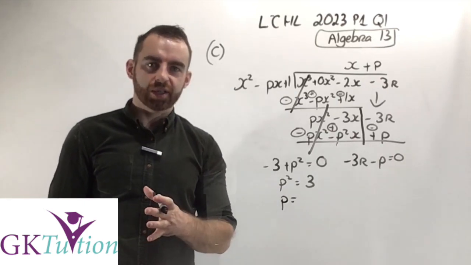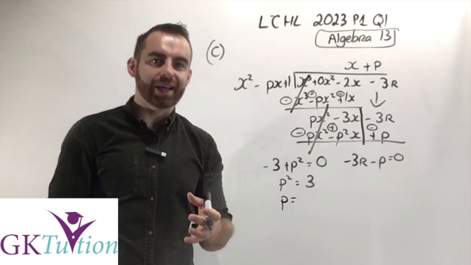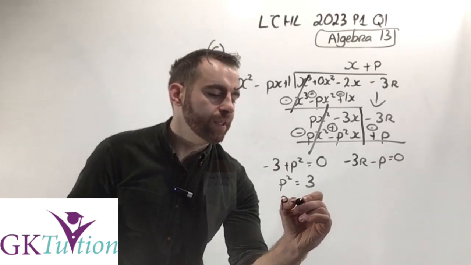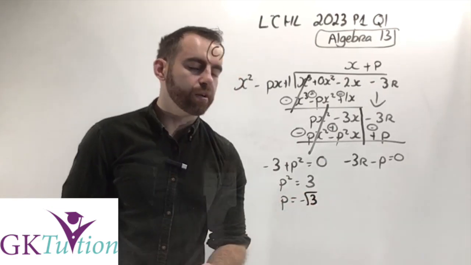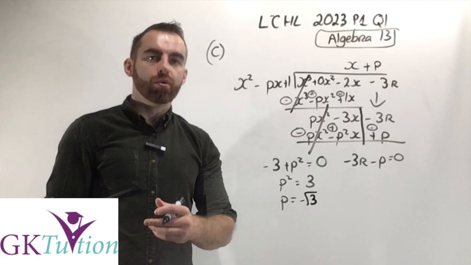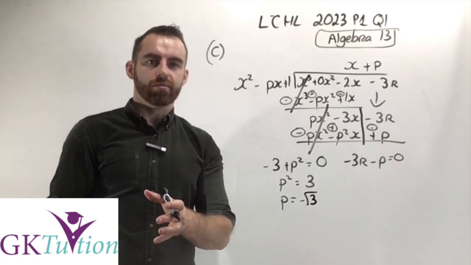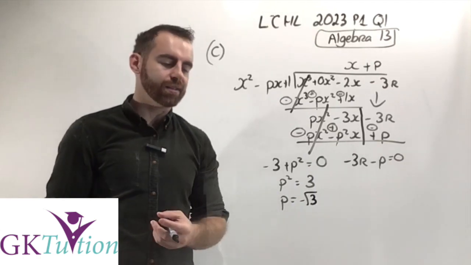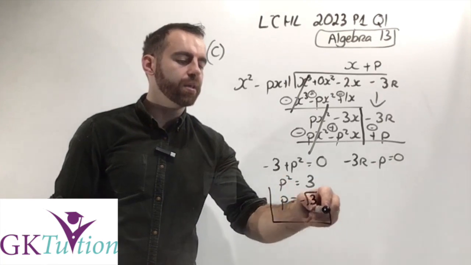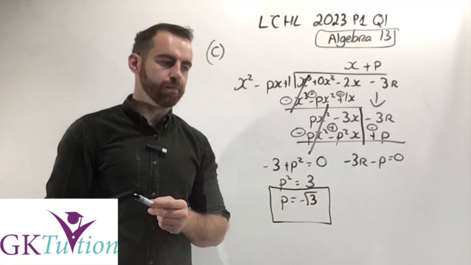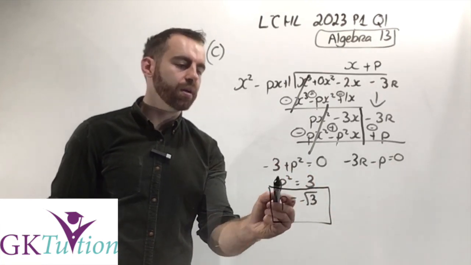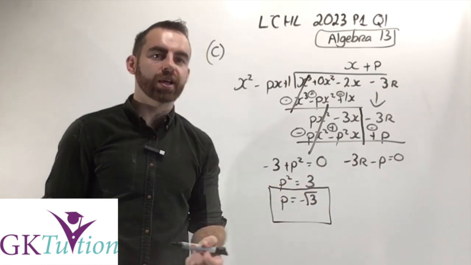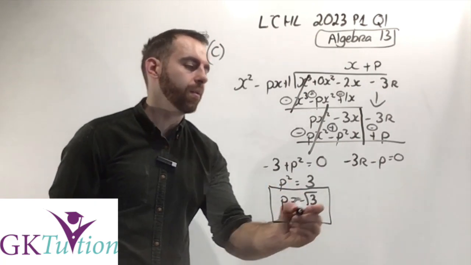However, in this question, it said that p has to be less than 0. So that means that when we get the square root, we're not going to take plus or minus root 3, we're just going to take minus root 3, because the question says that p has to be less than 0. So your answer for p is minus root 3. Now that I have a value for p, it's relatively easy. You just sub it in over here and we'll get a value for r as well.